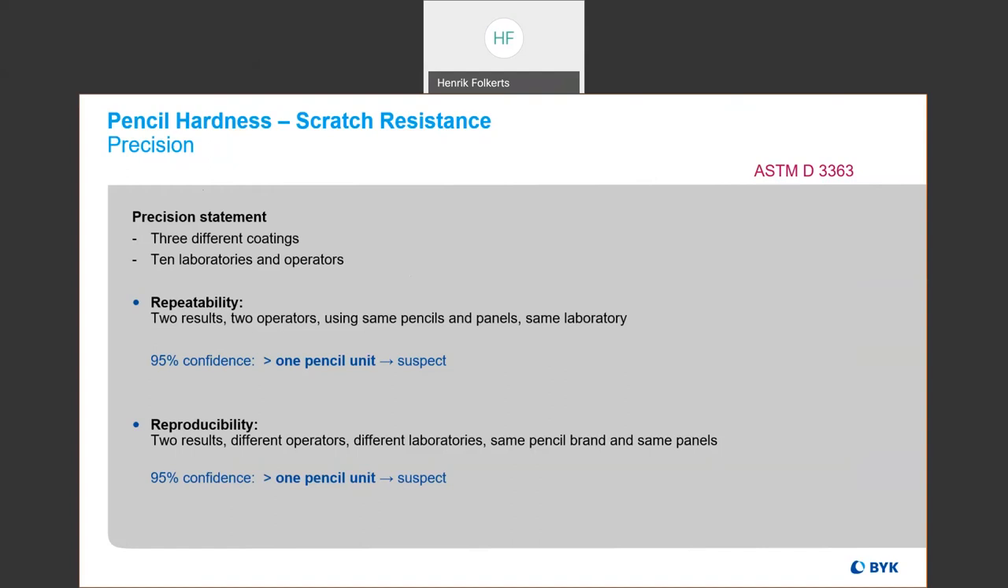For reproducibility, it is required to compare different operators and different laboratories. Why different laboratories? To simulate the communication between suppliers. It is very important to always use the same pencil brand, the same panels. Again, if more than 1 pencil unit differs, it should be repeated as the result is questionable. And why is the same brand so important? Let me show you.